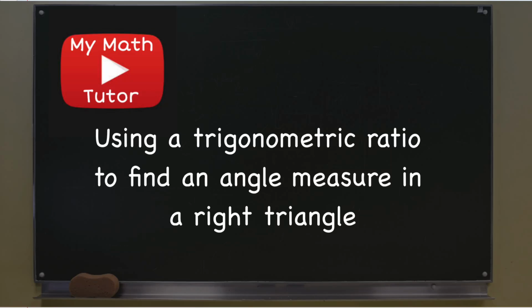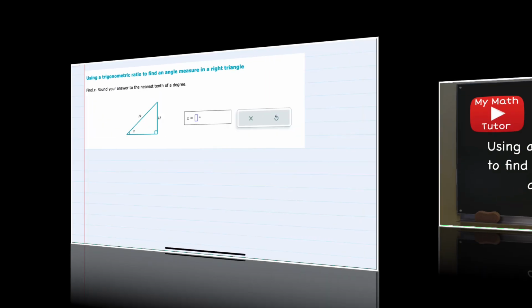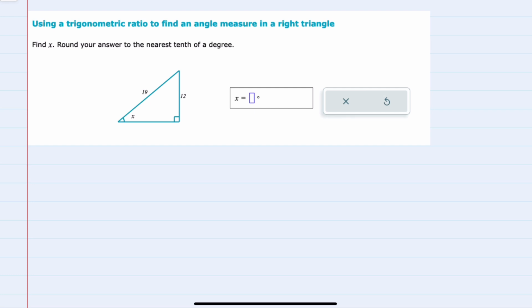In this video, I'll be helping you with the ALEKS problem type called using a trigonometric ratio to find an angle measure in a right triangle. And in this example, we are trying to find the angle x in this right triangle, rounding to the nearest tenth of a degree. And I've got two measures here, 12 and 19.